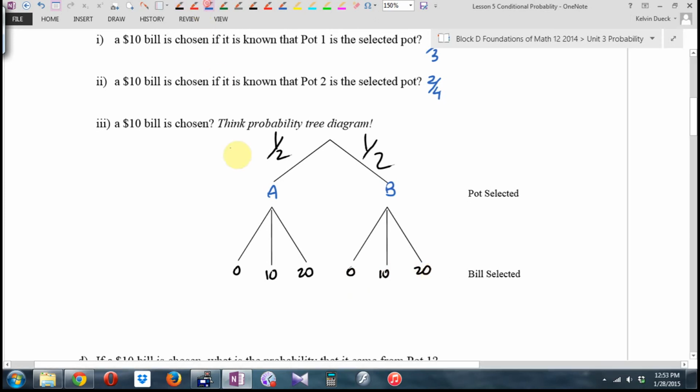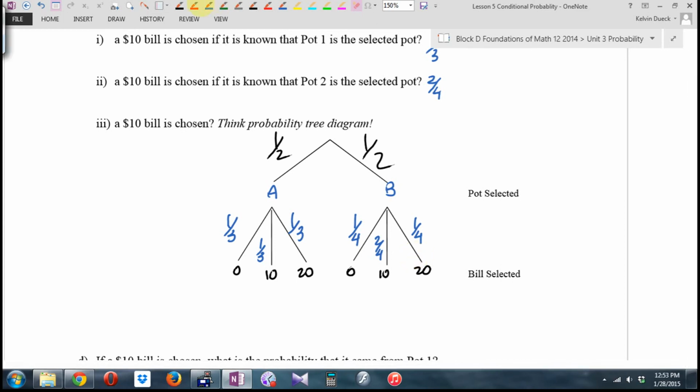In pot A, it's 1/3, 1/3, 1/3. Double check, they add to 1. In pot B, it's 1 out of 4, right? And then what am I going to put on the 10 here? 2 out of 4. And 1 out of 4. Double check. Those add to 1 as well. By the way, are these 2 branches identical? So these are not independent.